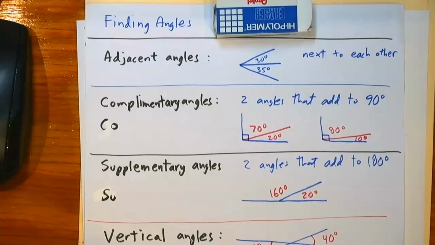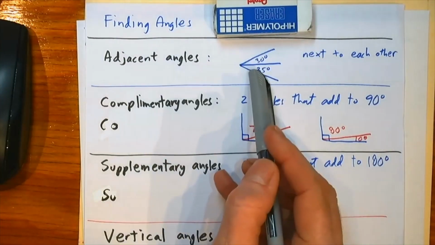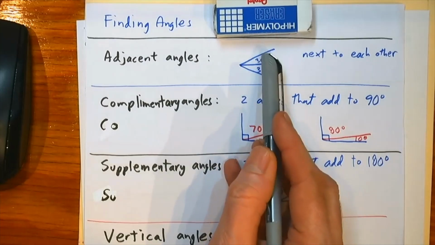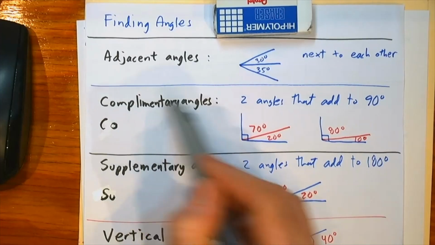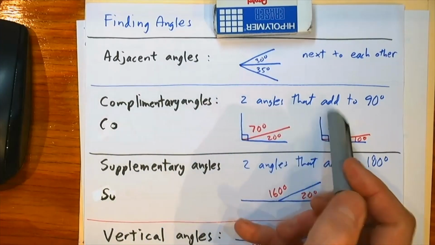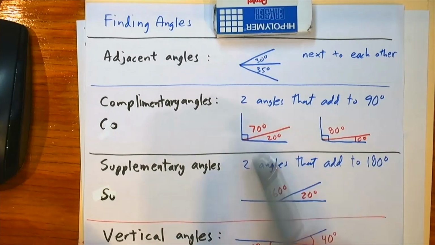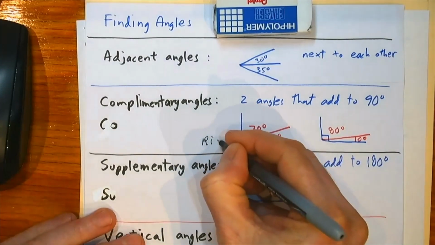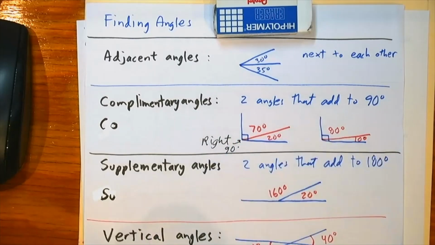All right, so we had some basic ideas like adjacent angles, some vocabulary. Adjacent angles are angles next to each other. They might not be the same unless they're marked the same. Complementary angles are two angles that add to 90, like 70 plus 20 or 80 plus 10. They make a right angle. They make a corner. So a right angle is 90 degrees.